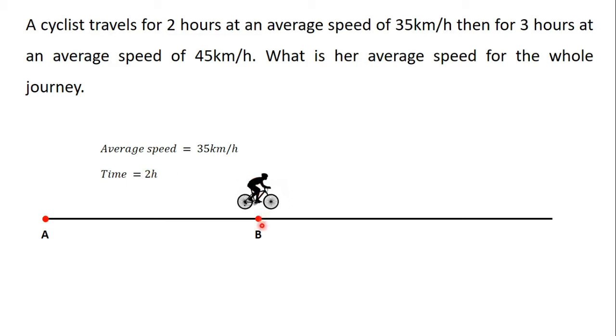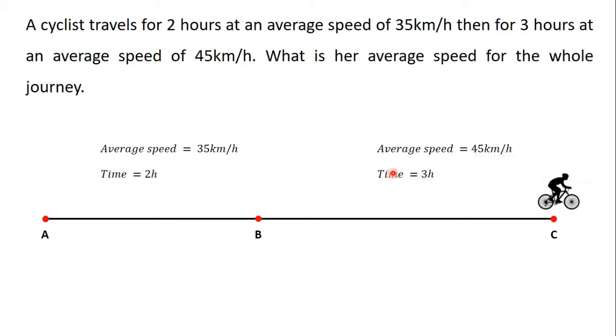Then she continued from point B to point C. From point B to point C, she traveled for 3 hours at an average speed of 45 kilometers per hour. So for the second part of the journey, she was moving at an average speed of 45 kilometers per hour and she traveled for 3 hours. We are going to use this information to find her average speed for the whole journey.